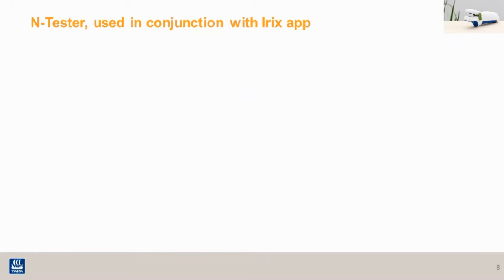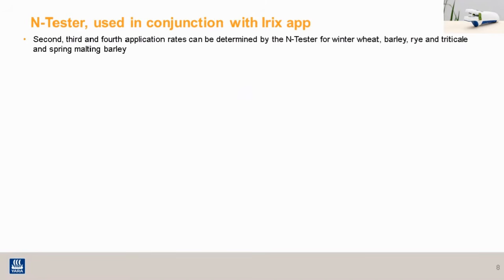So when we're thinking about our second applications, then that's when it starts to get a bit more complex. So what we're talking about now is the Yara N-Tester. And you can determine your second, third and fourth applications with the N-Tester if you want to. And that works on winter wheat, winter barley, rye, triticale, and then spring malting barley as well. And that's a little picture of the newer version of it there, which is the Bluetooth version.